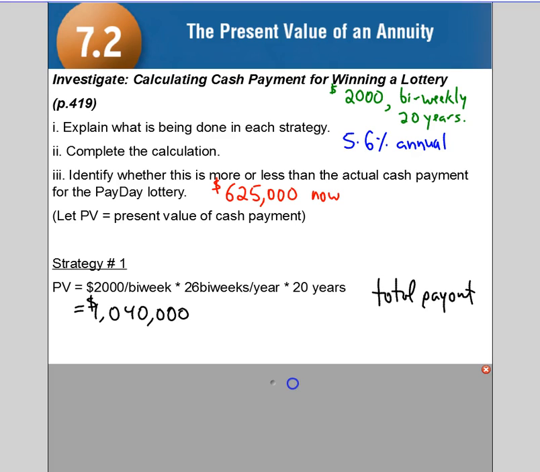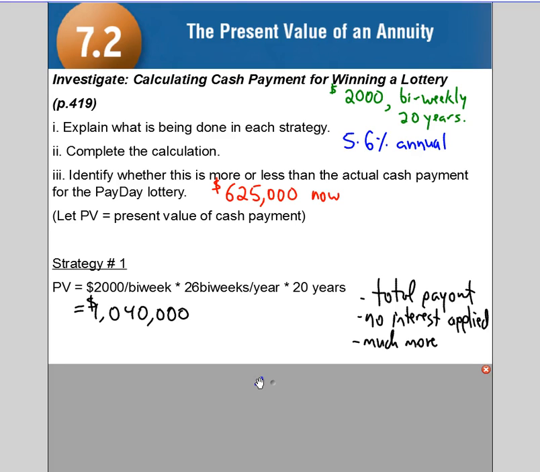There's no interest really involved in this calculation. There's no sense that there's compounding involved, so no interest being applied. Clearly, it's quite a bit more than the equivalent cash payment given to you right now. Okay, so this is an overestimate. We wouldn't expect to be given $1,040,000 now. If you saved all those $2,000 payments every 2 weeks for 20 years, it would amount to $1,040,000.